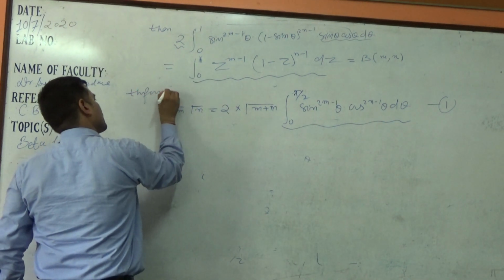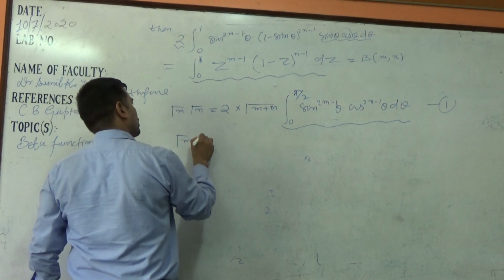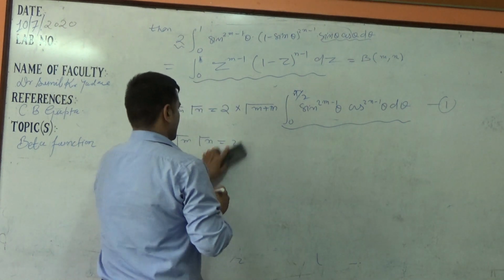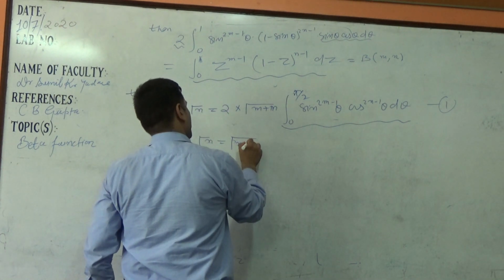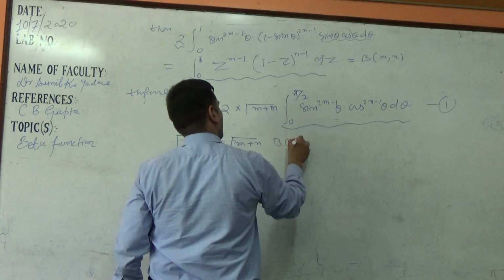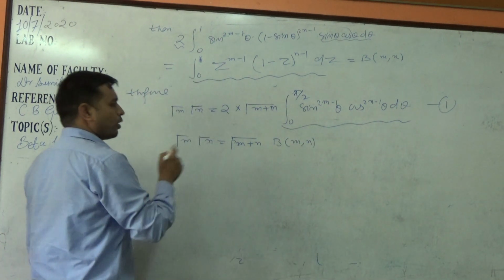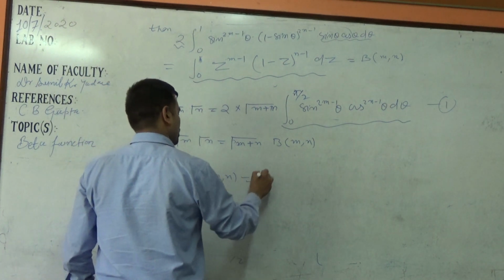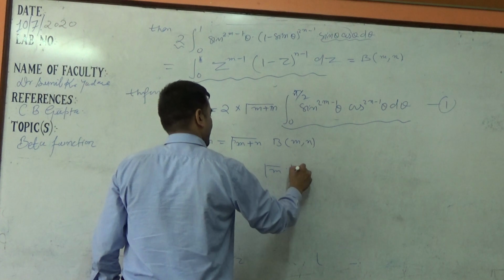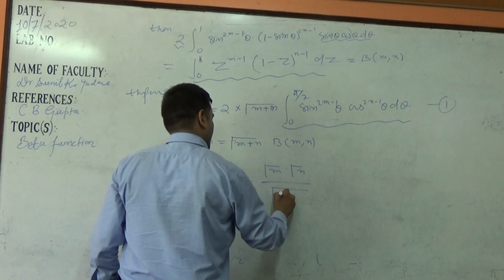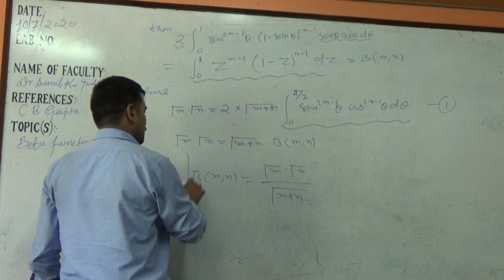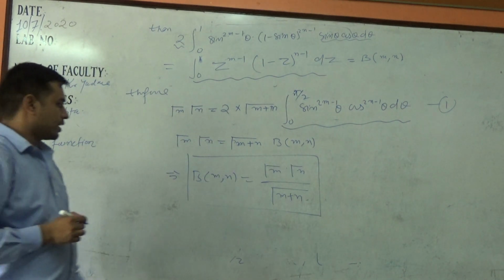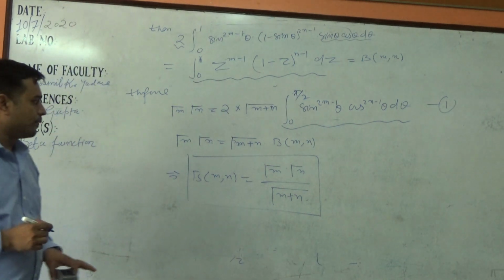therefore gamma m into gamma n equal to 2 gamma m plus n into beta of m, n. Now we find the value of beta of m, n. This implies beta of m, n equal to gamma m into gamma n divided by gamma m plus n. This is the complete proof of this relation. It is the most important relation, that is the relation between beta and gamma function.